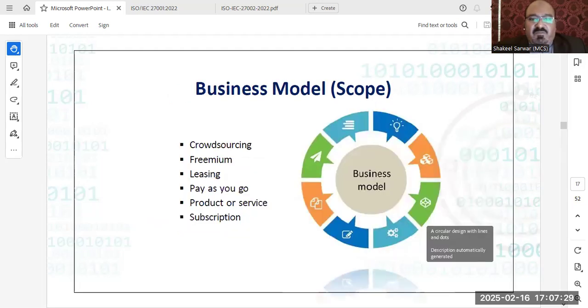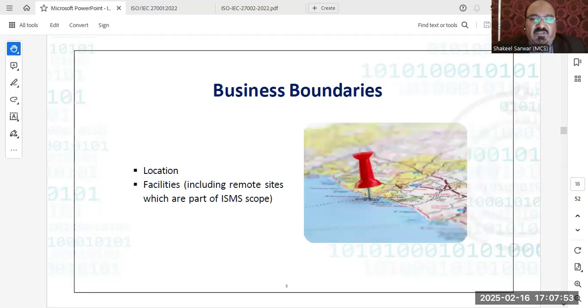Business model, the framework through which the organization delivers value, including its revenue streams, processes, and customer engagement strategies, helps identify information flows and dependencies that need to be secured, ensuring the ISMS supports the organization's operational framework. Business boundaries, the physical, geographical, operational, and technical logical scope within which the organization operates.